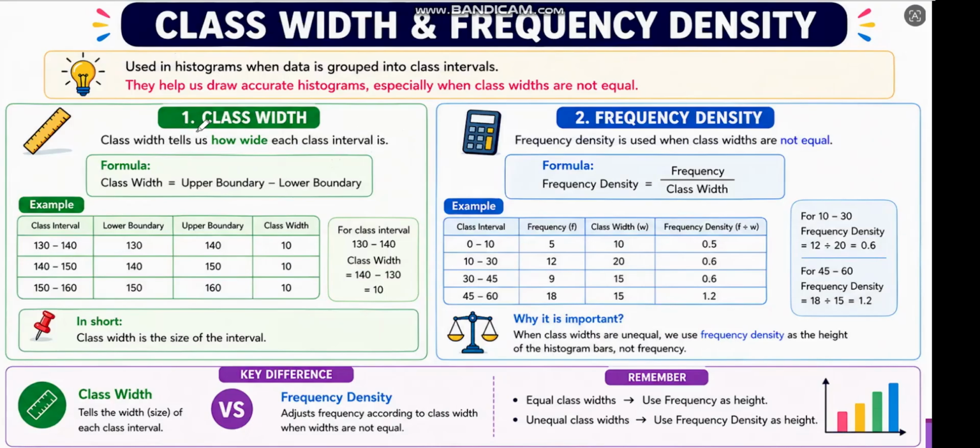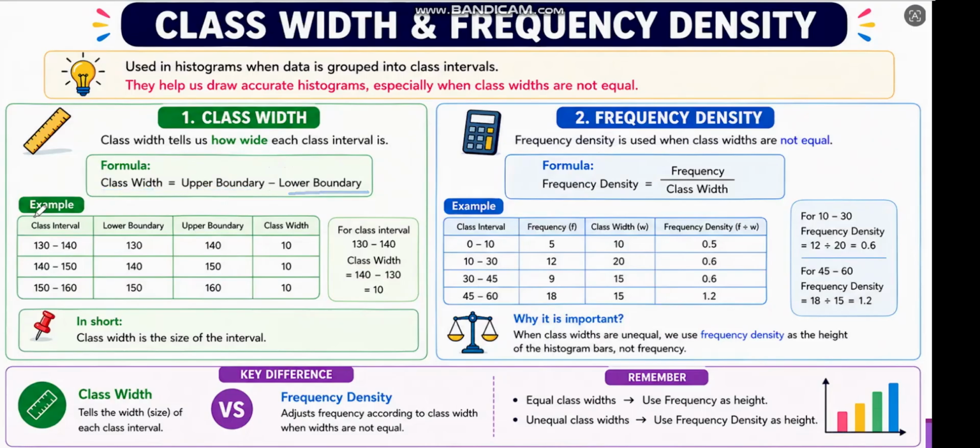Basically, in our previous exercise, like 4.3s, the class width was the same, meaning the class interval was the same, so we were not considering frequency density. But here we will see what class width is and how frequency density appears if the class width is not the same. So look, class width is basically the difference of the upper boundary and the lower boundary.